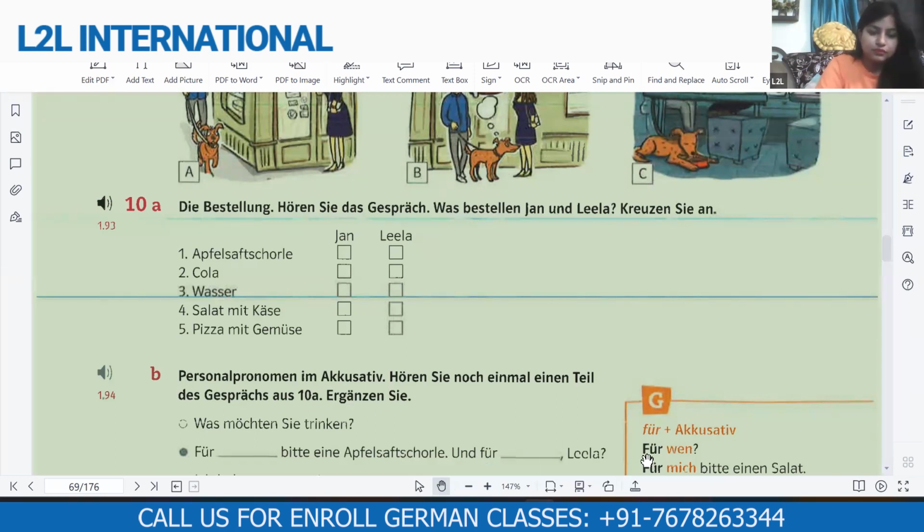Guten Abend. Hallo, wir möchten bestellen. Ja, gern. Was möchten Sie trinken? Für mich bitte eine Apfelsaftschorle. Und für dich, Lela? Ich lade dich ein. Oh, danke. Bitte eine Cola. Und was möchten Sie essen? Für mich bitte einen Salat mit Käse. Gern. Und für Sie? Für mich bitte eine Pizza mit Gemüse. Also ein Salat mit Käse und einmal Pizza mit Gemüse. Können Sie auch Wasser für den Hund bringen? Für wen? Für den Hund. Er hat auch Durst. Ja, natürlich. Ich bringe gleich Wasser für ihn.